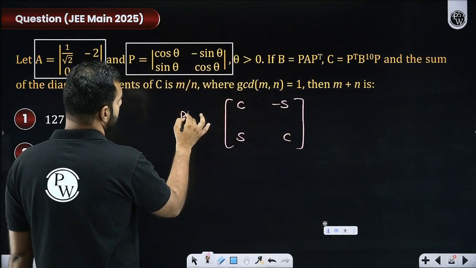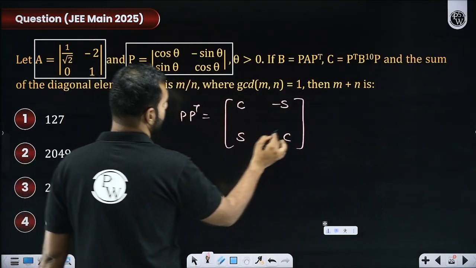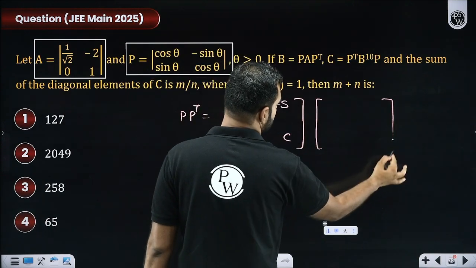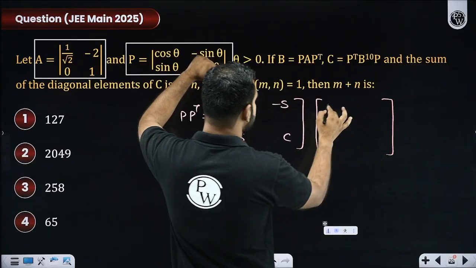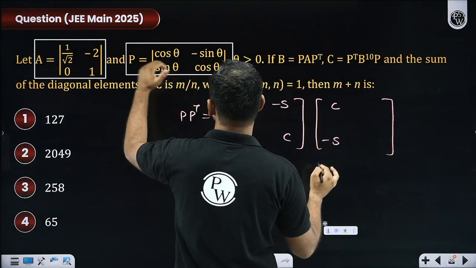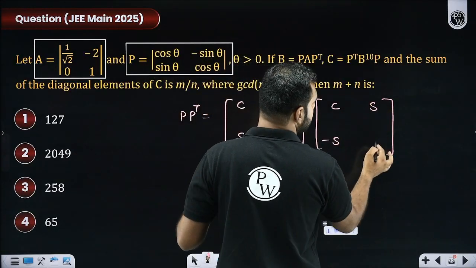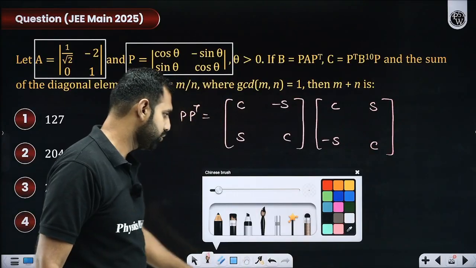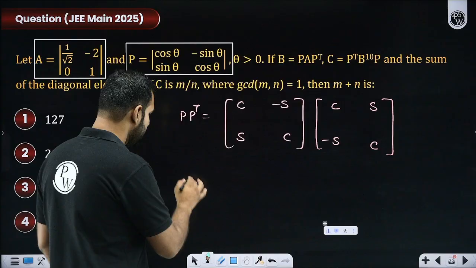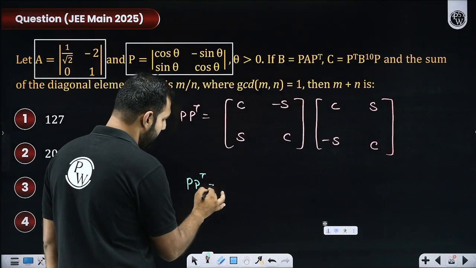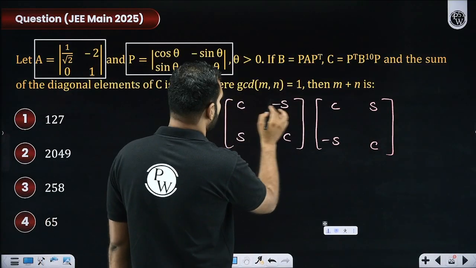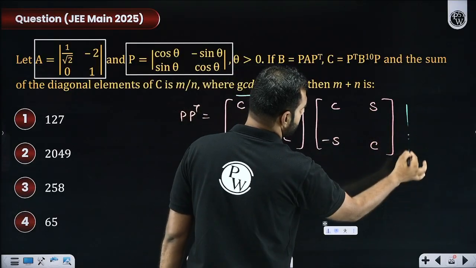Can you help me in multiplying P with its transpose? If I multiply P with its transpose, this C and minus S will become the first column, and S and C will become the second column. Yes or no? Matrix multiplication you all know, you all are good at.